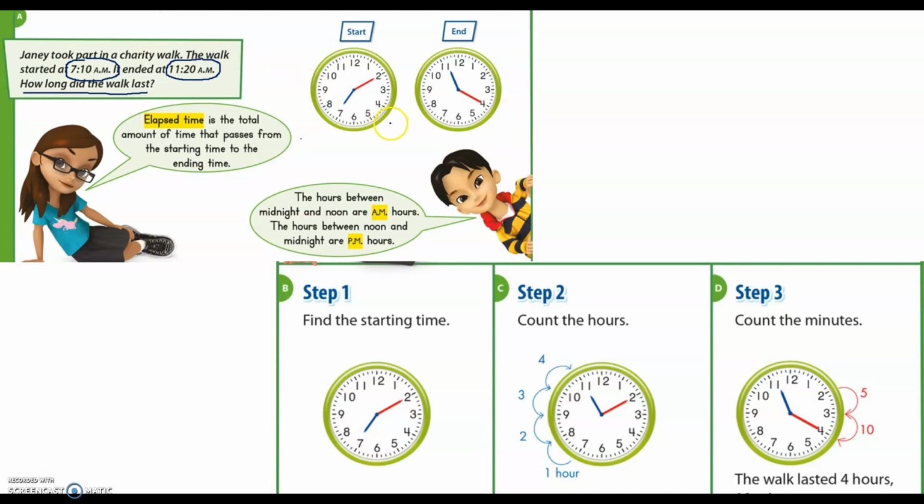When I look at these clocks, it shows 7:10 and 11:20. The first thing I need to do is find the starting time. So we know the starting time is 7:10. Just a reminder, when you're telling time, the smaller hand is pointing to the hour and the longer hand is pointing to the minutes. When we're counting the minutes, we count by fives. 5, 10. So you can see it's 7:10.